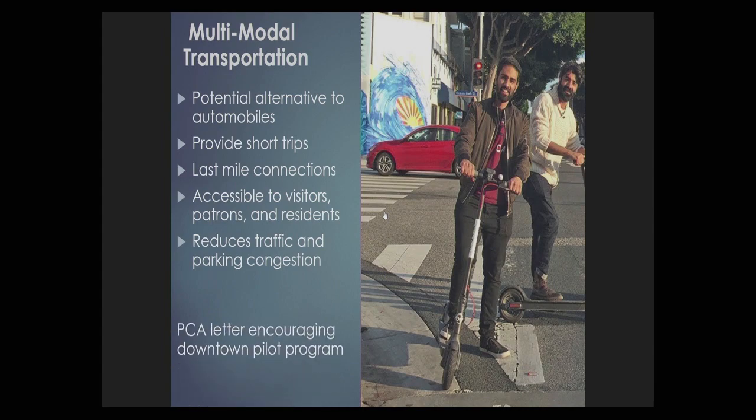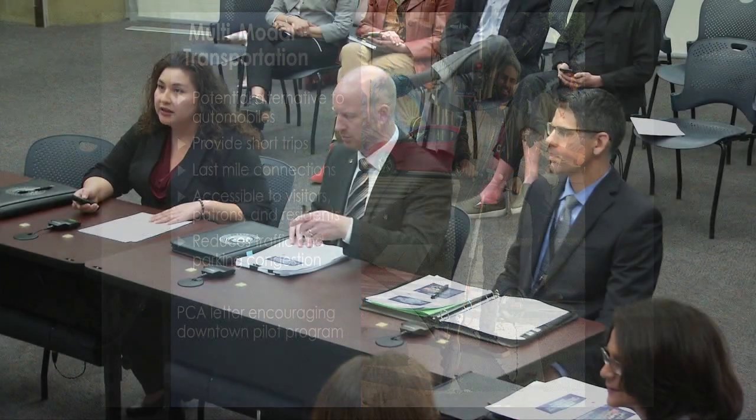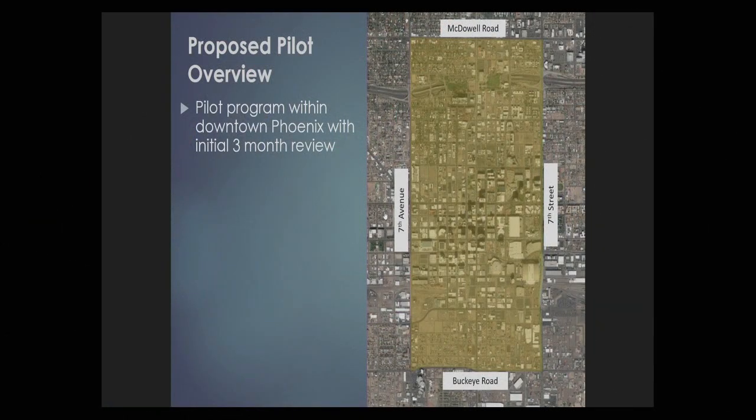The city recently received a letter from Phoenix Community Alliance, both encouraging and supporting a downtown pilot program. So staff held a stakeholder meeting in early January to really help develop the proposed elements of the pilot program that you're going to see here today. So 4 vendors participated in that stakeholder meeting. So staff is recommending a pilot program within the downtown Phoenix area, bounded by 7th Avenue to 7th Street, Buckeye Road to McDowell Road. There will be an initial review of the pilot program at 3 months.